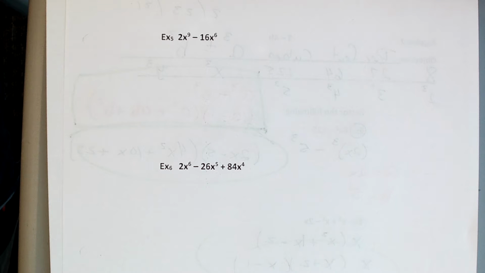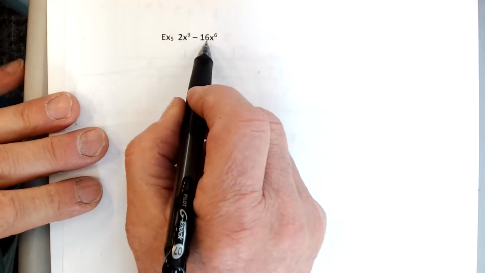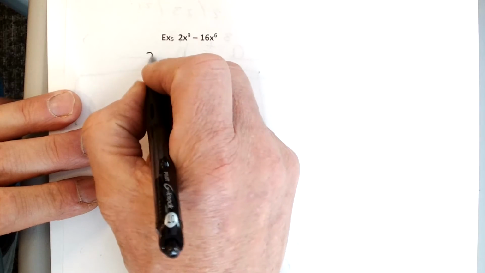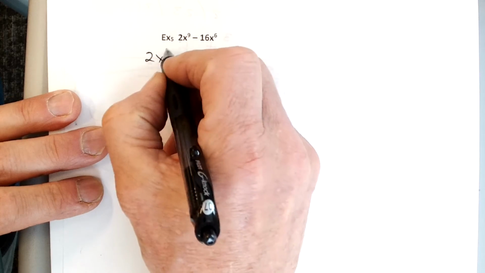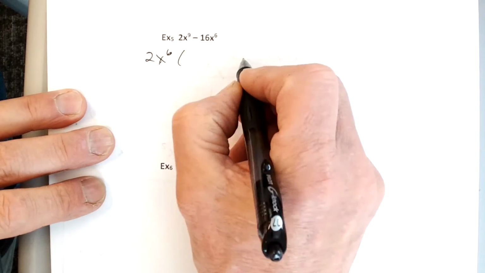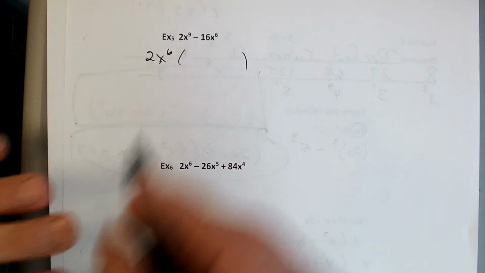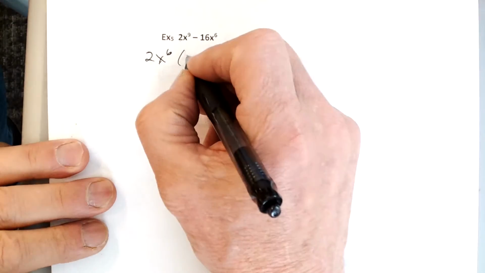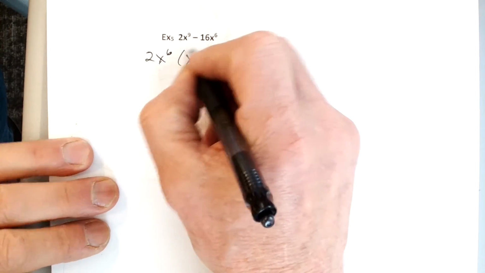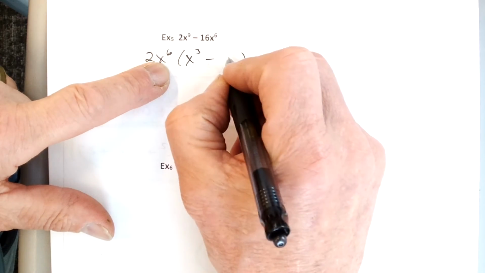Kaylin, what do you see? Do you see anything? Yeah, there's a multiple of 2, right? And they both have at least x to the 6th in common. So if I take all of those x's out, it should make it easier, shouldn't it? So we should get an x cubed minus 8.